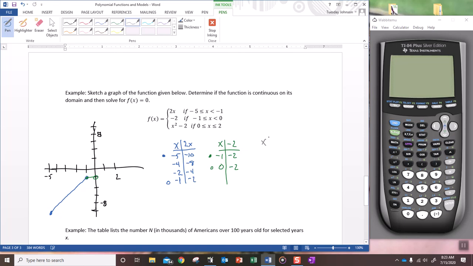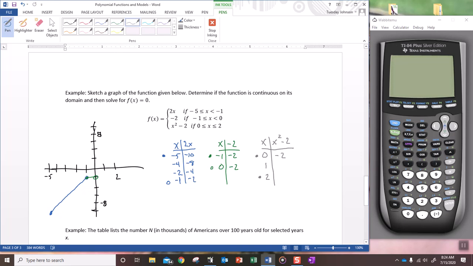Finally, we find the piece of the graph that is x squared minus 2, only for x values between 1 and 2. Notice these are equal to's, so I'm going to put little solid dots. I only care about the endpoints. All the other points are going to be solid dots. Only the endpoints could be open circles if there's not an equal to option.